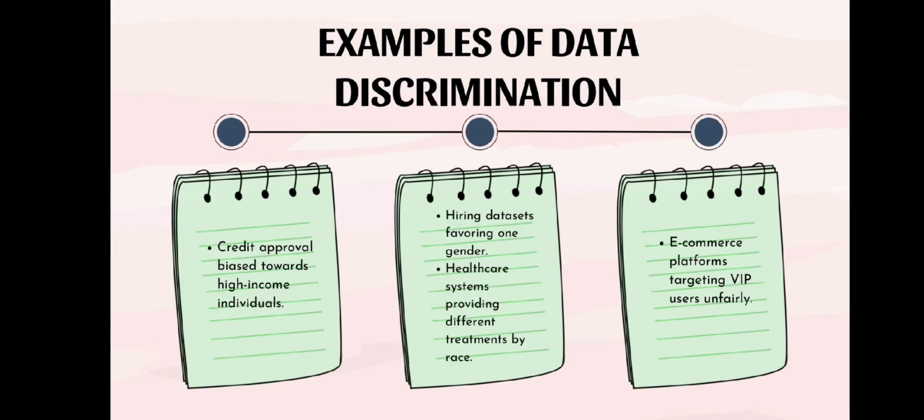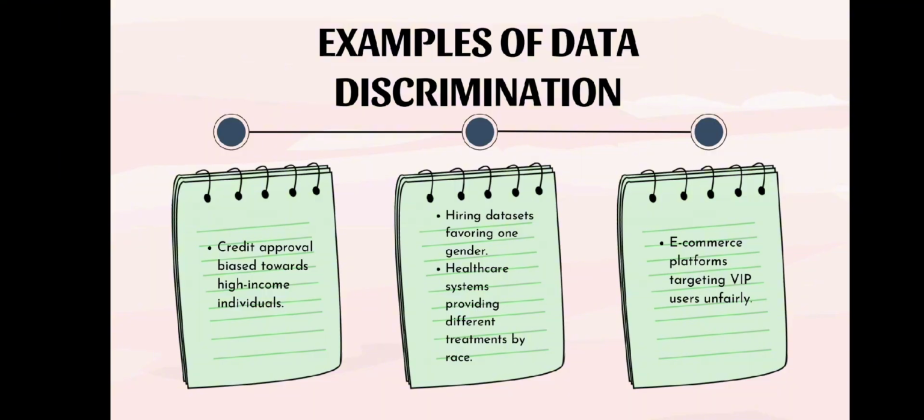These are the examples of data discrimination. There are 4. Number 1, credit approval bias toward high-income individuals. Number 2, hiring datasets favoring one gender. Number 3, healthcare systems providing different treatments by race. And number 4, e-commerce platforms targeting VIP users unfairly. Ngayon, i-discuss ko sa inyo kung bakit ito mahalaga sa data discrimination. Ngayon, simulan na natin sa number 1.